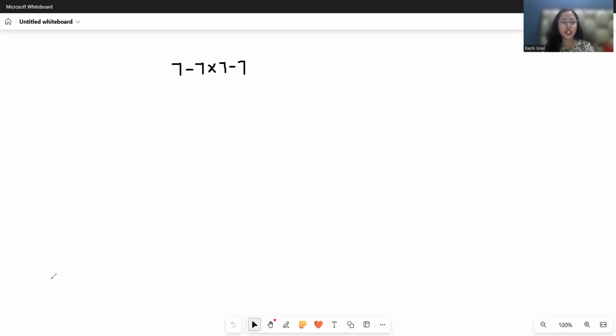So in this expression, we have given 7 minus 7 times 7 minus 7. So let's solve this. 7 minus 7, 0. 7 minus 7, 0. And 0 times 0 is 0. People solve it like this. What do you think? Is this correct or incorrect? Incorrect, right? Because they did not follow the right approach, that is the PEMDAS rule.